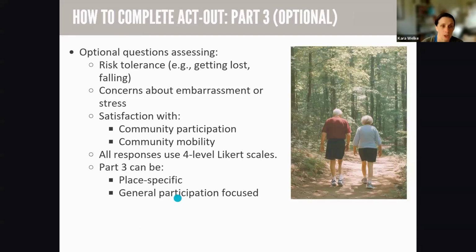And then the third part is optional questions. However, I personally feel that they are very valuable parts of the assessment. So I don't know why anyone would leave those out, but those are optional questions about risk tolerance, concerns about embarrassment or stress, satisfaction with community participation and community mobility. And then there are responses on the 4-point Likert scale.